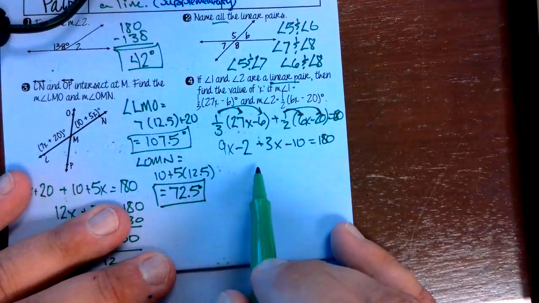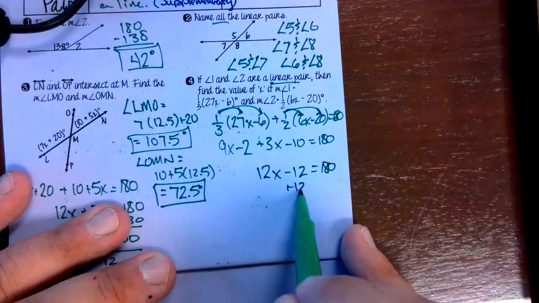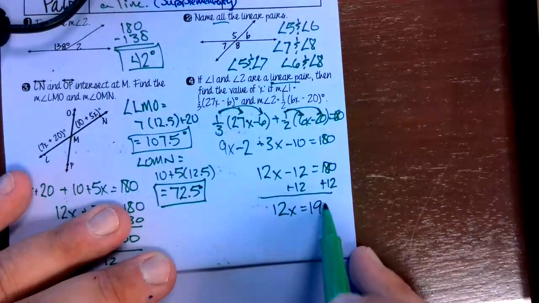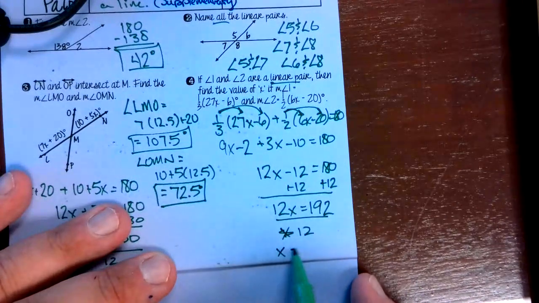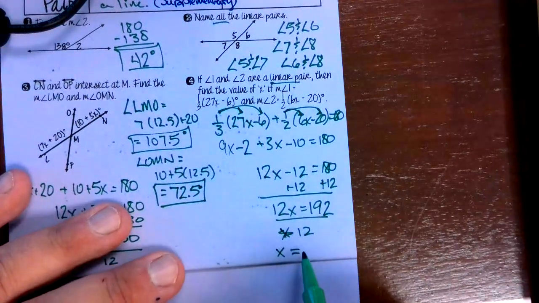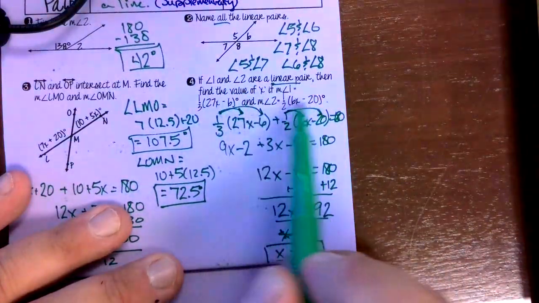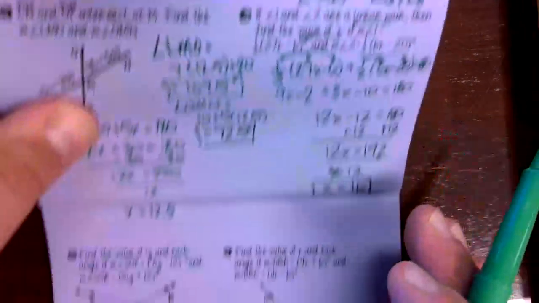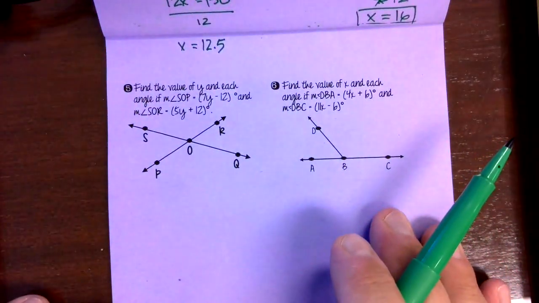Collect those like terms. 12x minus 12. Add the 12 across, divide by that 12, and I get x is equal to 16. And that's all I have to find on that one. It just says find the value of x, so I'm done with that one. For these last two, I would encourage you, pause the video, and then come back to make sure you did that correctly.